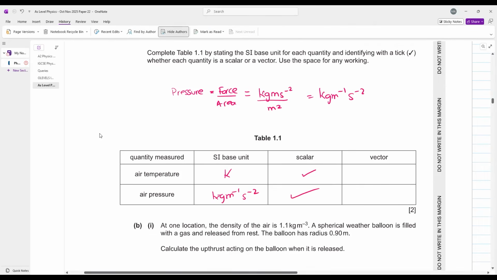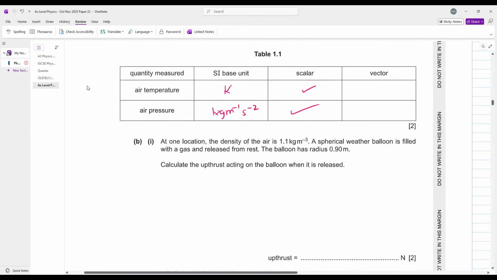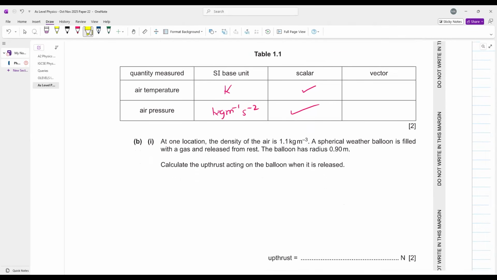Okay, at one location the density of air is this. Density of air is given, 1.1. A spherical weather balloon is filled with a gas and released from the rest. The balloon has a radius of this. Density is given, radius is given. Calculate the upthrust on the balloon when it is released.